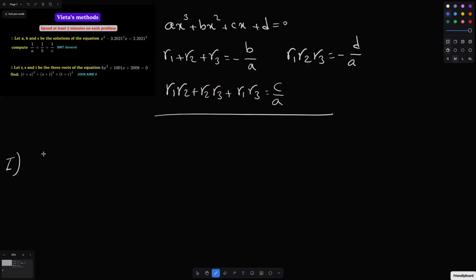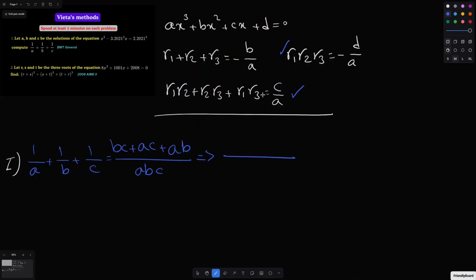If I add 1 over a plus 1 over b plus 1 over c, it equals (bc plus ac plus ab) over abc. Okay, so this is what I have. If you take a look at it, this is exactly what we have here. So abc is the product of the roots, and this one is the sum of the products of the roots. So let's just write this and see what we get.